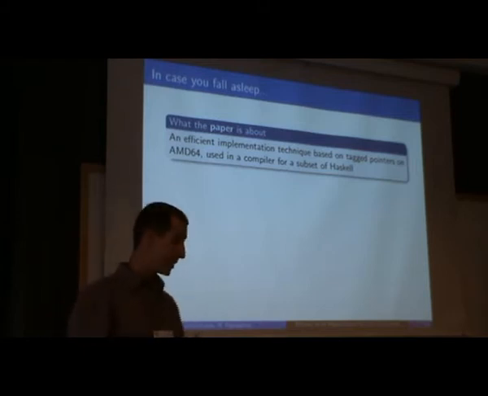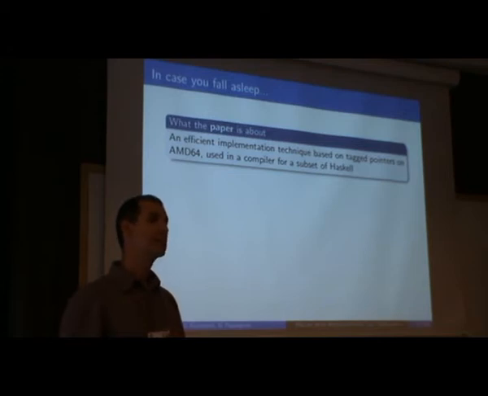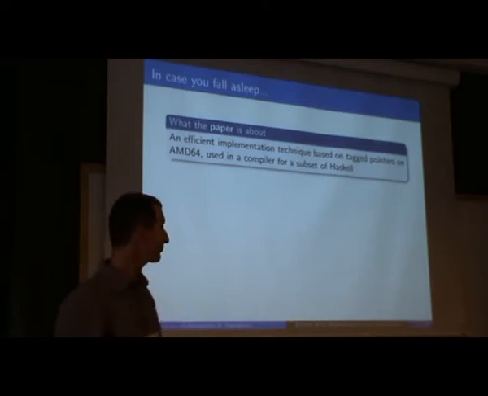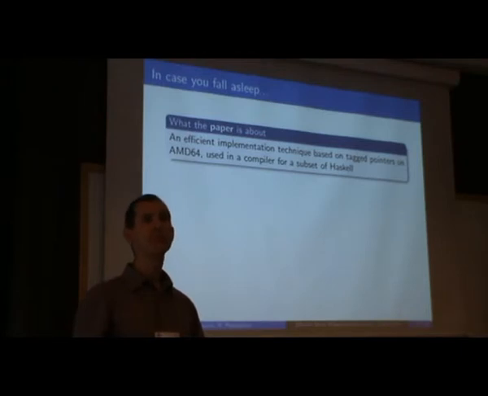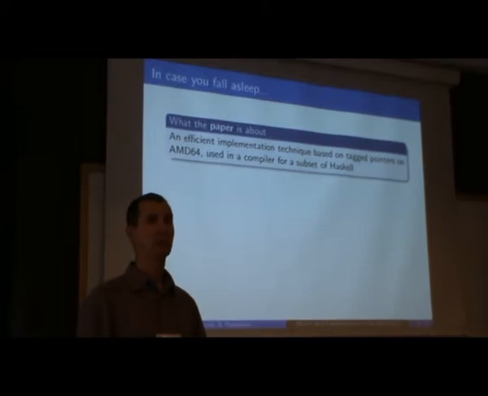The paper is about a quite low-level optimization technique that takes advantage of unused space in pointers in architectures like AMD64, in the context of a compiler for a subset of Haskell. So neither the problem nor the solution that we have in the paper is very deep, and I felt that it would not be very interesting to replicate what we have in the paper.